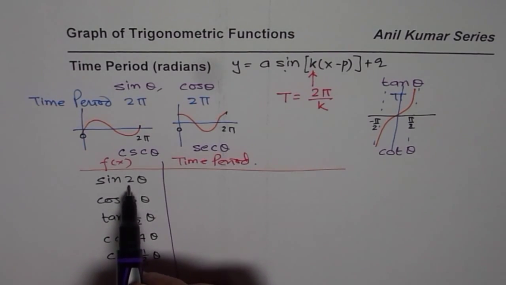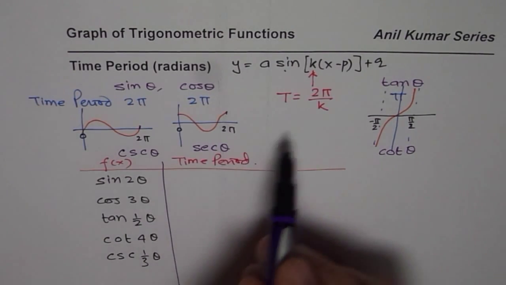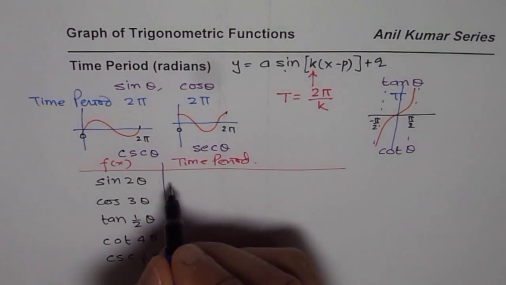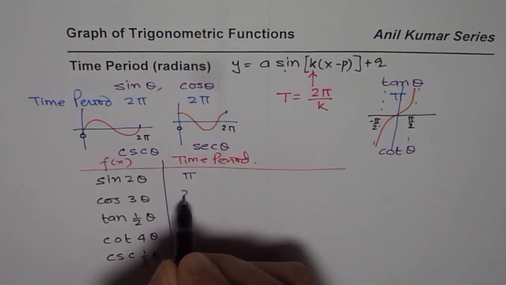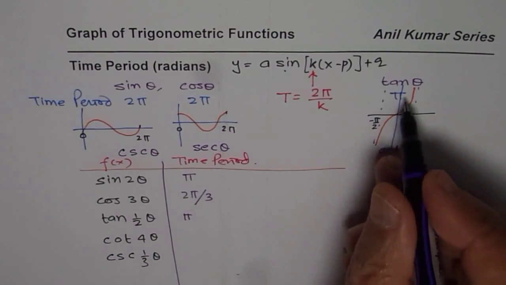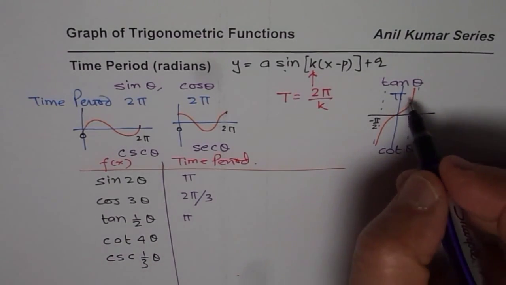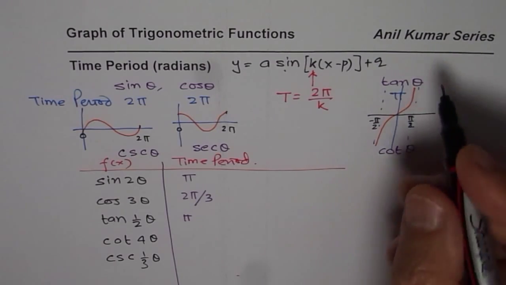Now 2 means here there will be 2 sine waves in 2 pi. That's what it means, right? So it means the time period will be 2 pi divided by 2. So in this case the time period will be pi. In this case it will be 2 pi divided by 3. In this case it will be, pi is normal, right? Pi is normal.